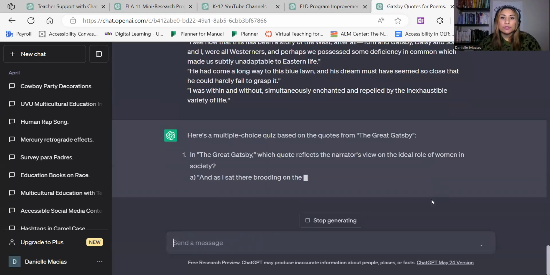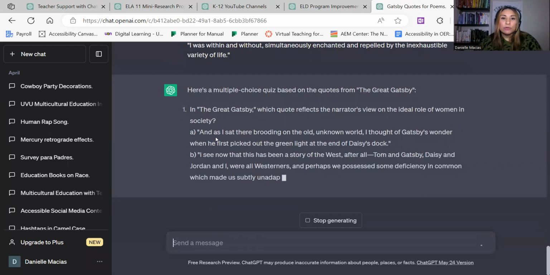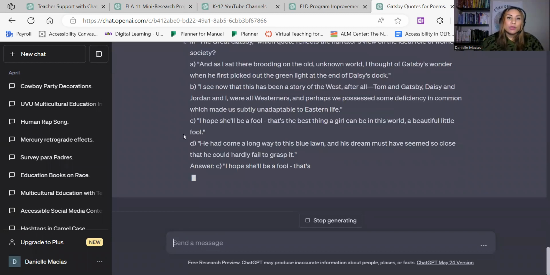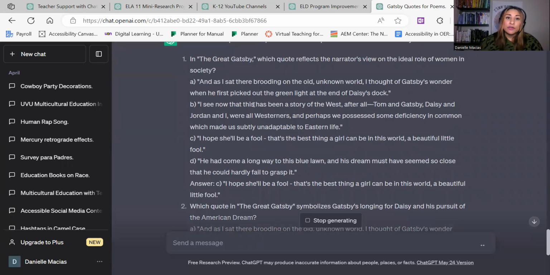Okay, here's a multiple choice quiz based on the quotes. Looks like that's the first quote, and then it's going to generate a question for each quote and answers for each quote, and then it tells me what the answer is here. Of course, you want to double check this because it could be wrong. In The Great Gatsby, which quote reflects the narrator's view on the ideal role of women in society? A, B, C, or D? And the answer is C. I hope she'll be a fool. That's the best thing a girl can be in this world, a beautiful little fool.